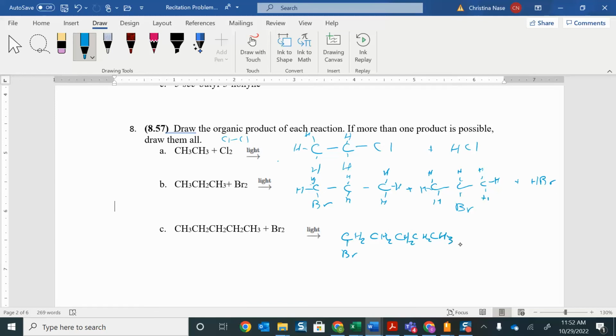You can write it this way. You can write it that way. I'm going to show you a bunch of different ways. So that's the one. Putting it on carbon 1. I could also put it on carbon 2. I'm only replacing 1 hydrogen at a time. So this is one product that I could possibly get.